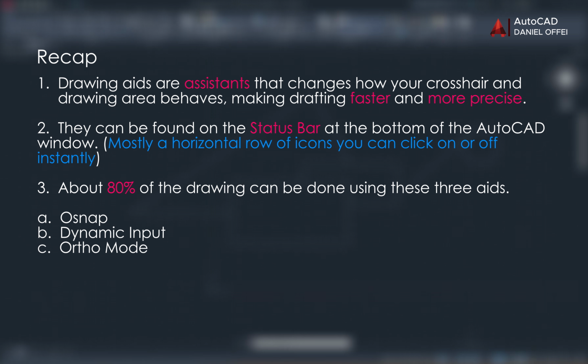So in conclusion, we are going to say that the drawing aids, like we said from the beginning, are just assistants and they can be found on the status bar. Now on the OSNAP, the dynamic input and the auto mode can do about 80 to 90% of all the aids that we need. So it is better we leave them on, or especially the OSNAP, we take the particular snap options that we need.